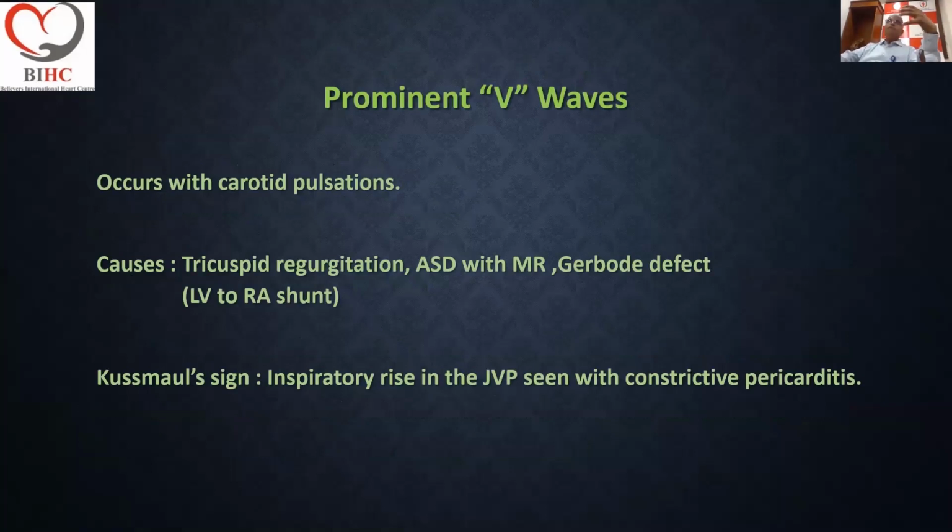Prominent V wave, it means something more is happening in the atrium than simple passive filling. It actually involves an active pumping of blood into the RA, as is happening in tricuspid regurgitation, or in an ASD with mitral regurgitation, or when there is a shunting from LV to RA. So that is all prominent V wave.